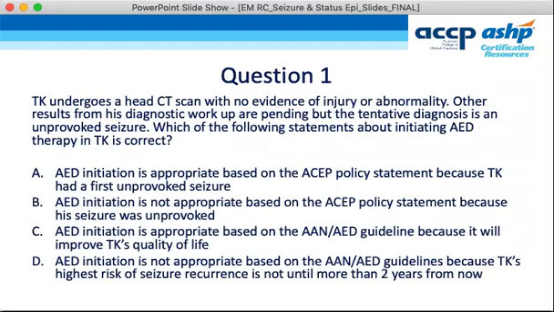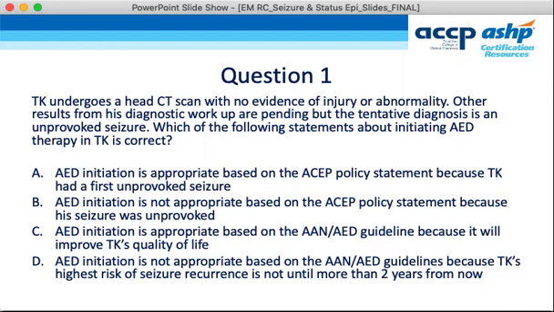So let's go to our first question. TK undergoes a head CT scan with no evidence of injury or abnormality. Other results from his diagnostic workup are pending, but the tentative diagnosis is an unprovoked seizure. Which of the following statements about initiating anti-epileptic therapy in TK is correct?